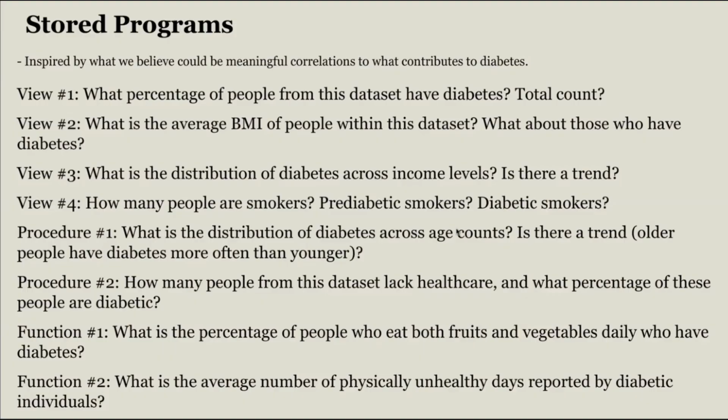What was the distribution of diabetes across age counts, and was there a trend? We did observe a trend that people with diabetes tended to be older rather than younger, with the age categories 10 to 13, which is between 60 and 80 years old, tending to have more diabetic proportions.